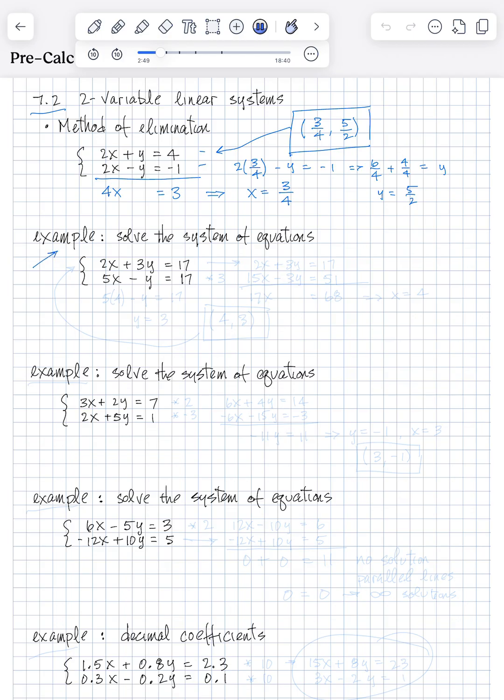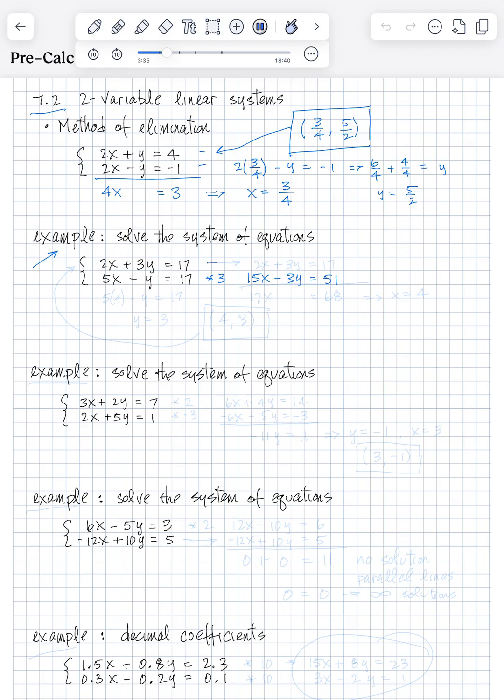Okay, let's look at this first example. Solve the system of equations. So our two equations, we have 2x plus 3y equals 17 and 5x minus y equals 17. Well, we can't just add them or subtract them and eliminate a variable. So what we're going to do is multiply the bottom equation by 3. And so that leaves us 15x minus 3y equals 3 times 17, which is equal to 51.